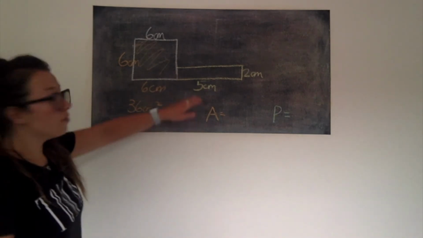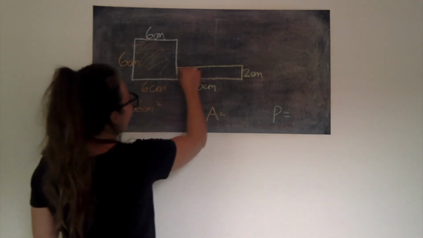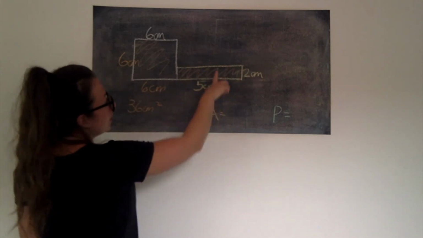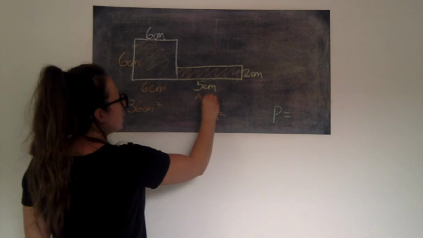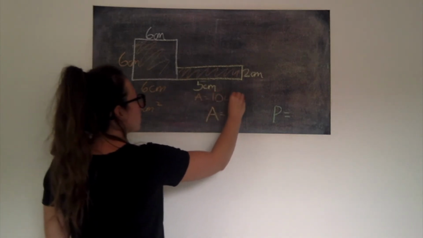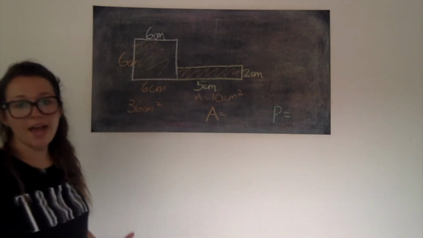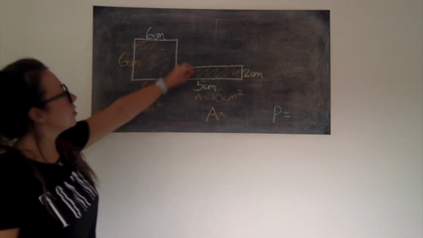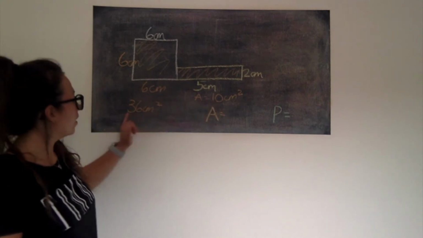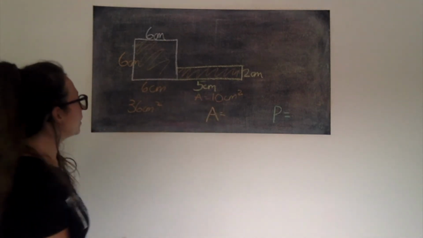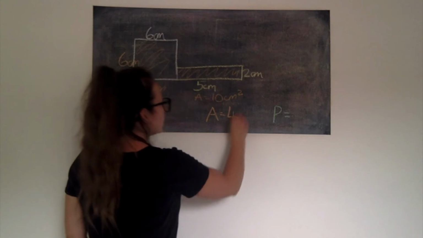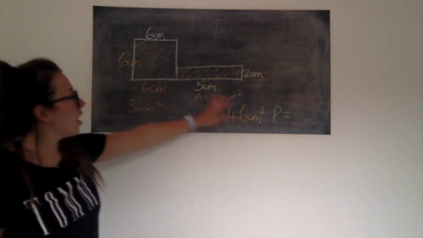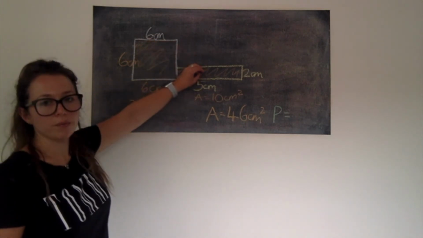Now the same for my rectangle. Nothing has been added or taken away from this area, the inside of that shape. Now the area of that shape was 10 centimetres squared. So to find out the area of my compound shape, I just need to add these 2 numbers together. So 36 add 10 centimetres gives us 46 centimetres squared. And that's the area of my new compound shape.